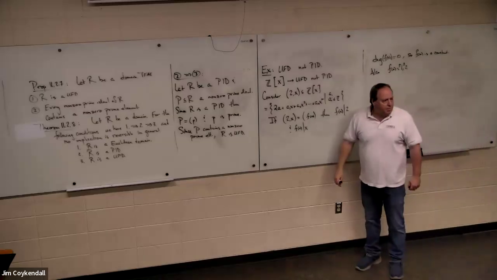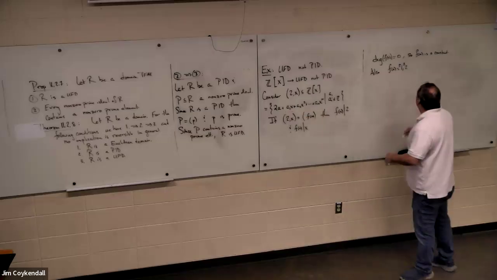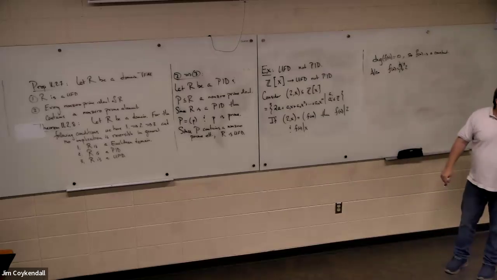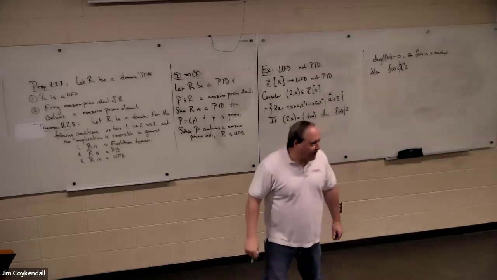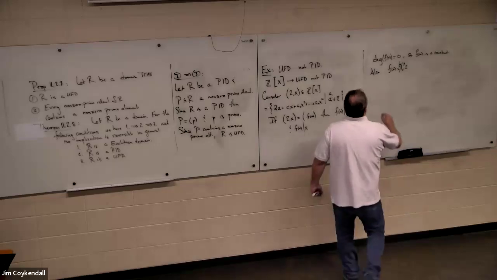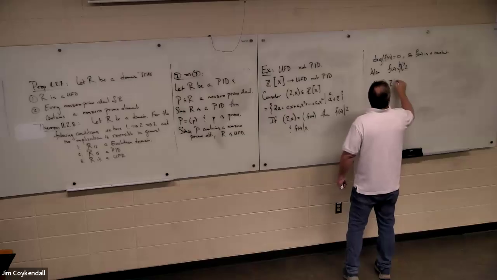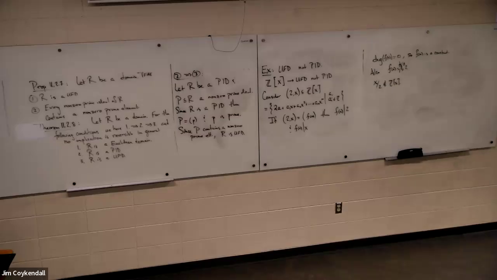Well, it can't be plus or minus 1, because the rule for being in this ideal is that the constant term has to be even, right? So it can't be this. And it can't be 2, because 2 doesn't divide x, right? That's the other condition. x over 2 is not in this ring. So that ideal is not principal. It can't possibly be generated by a single element. So that's a good example of a UFD that's not a PID.